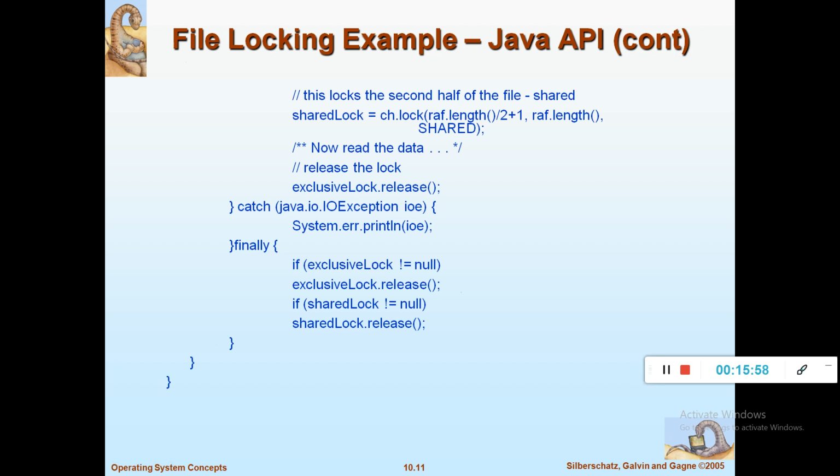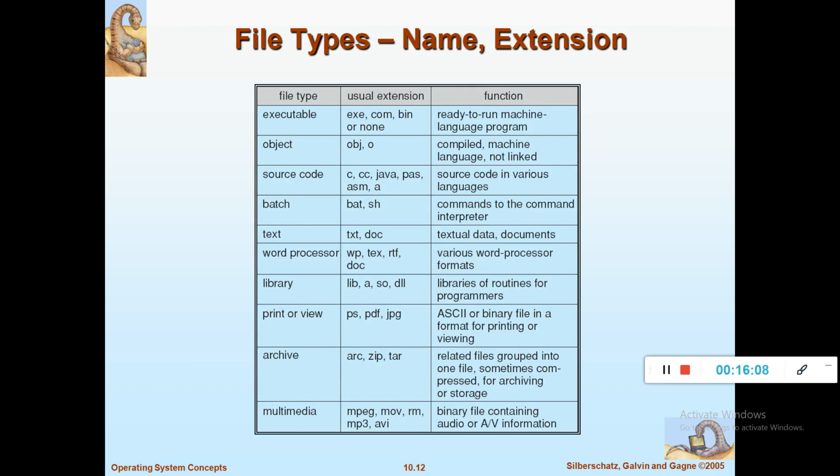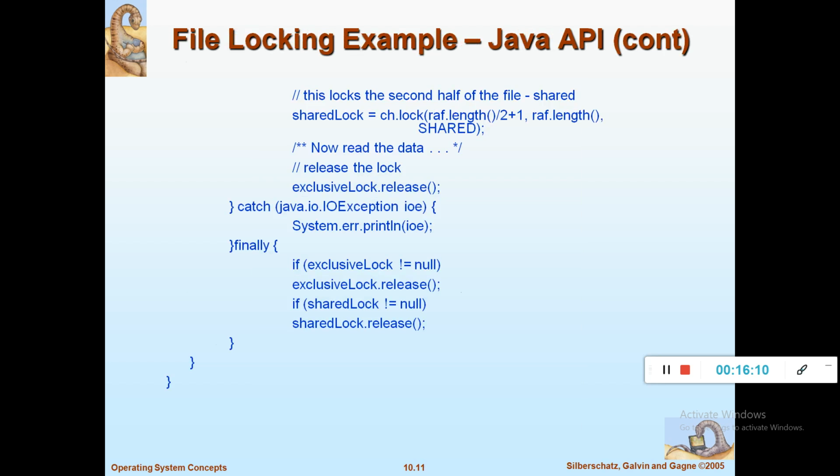So the first half part we applied exclusive, where the user is updating, and that part of the file cannot be accessed by any other users while they are updating. And the remaining part we applied a shared lock, which means all users can access the file for read only. At a time all the users can read. Once the reading is over, you release the lock: exclusive lock dot release.